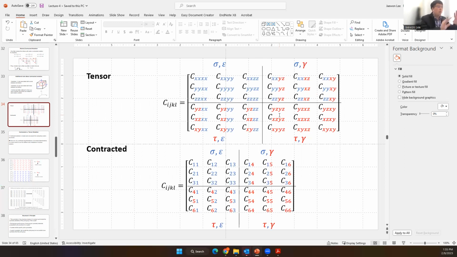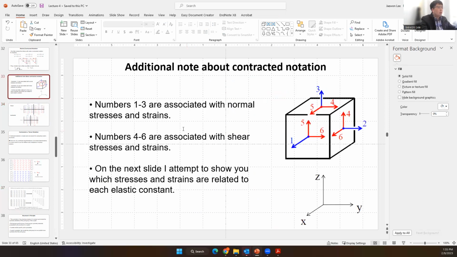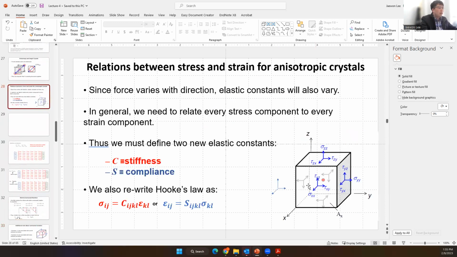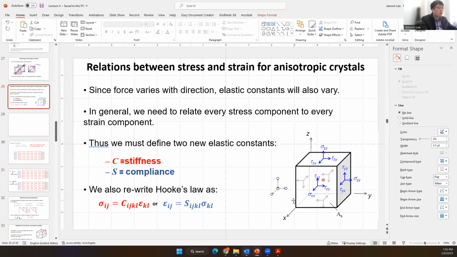I don't push you. You should memorize or you should understand all locations. But just to think about what is a tensor. The most important thing is to make relations, to explain the stress and strain relations. They're going to make it the component.